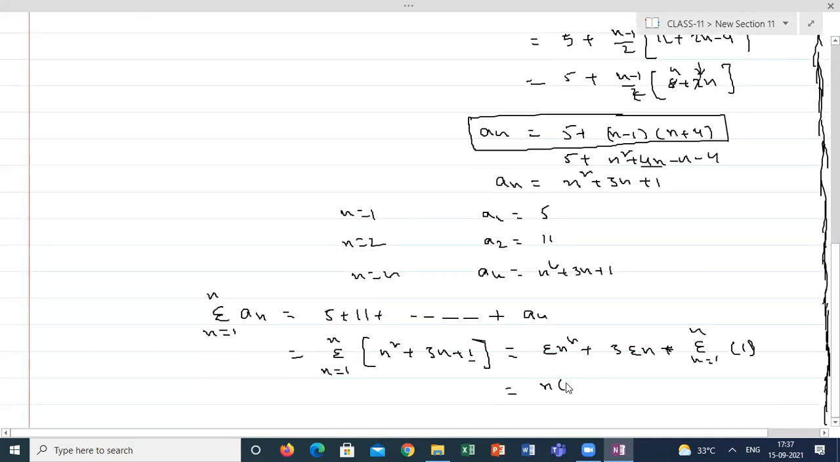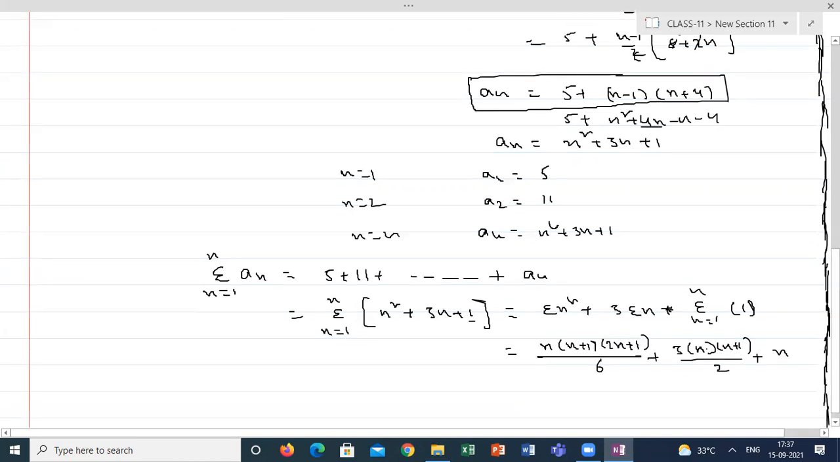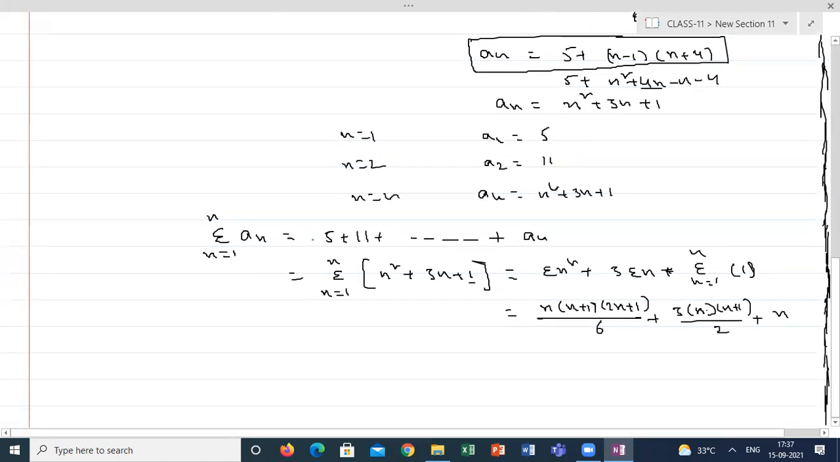Sigma n square value is, guys, n into n plus 1 into 2n plus 1 by 6. Sigma n is n plus 1 by 2, multiplied by 3, and sigma 1 is n. Till what terms are you adding? Sigma 1 means you are adding 1 plus 1 plus 1 plus 1. Sigma n is equal to 1 to 10 means you are adding 1 ten times, or 1 twenty times, like this.